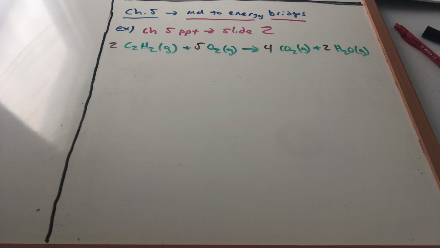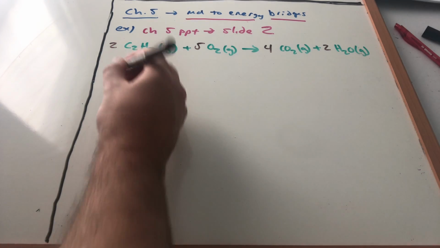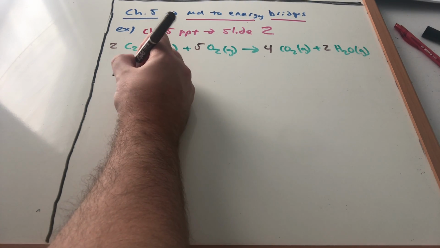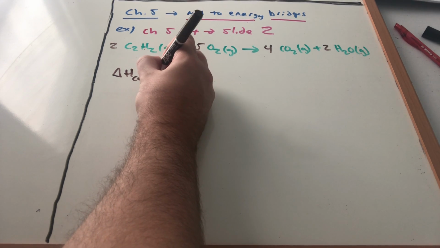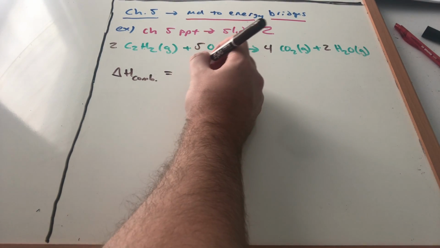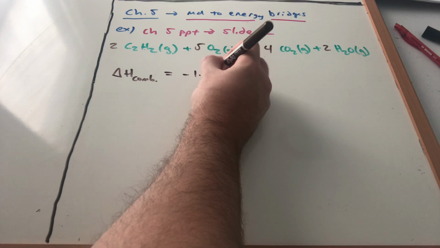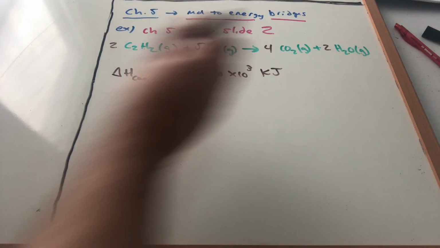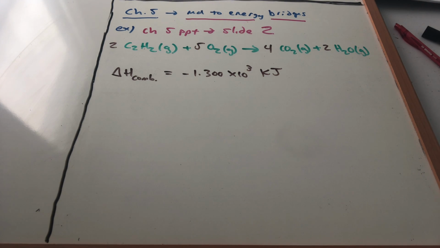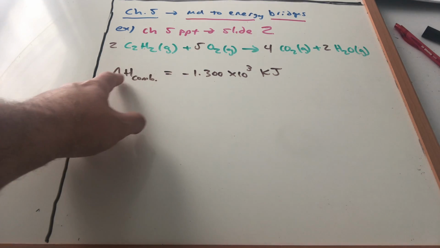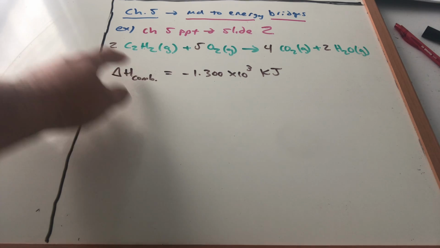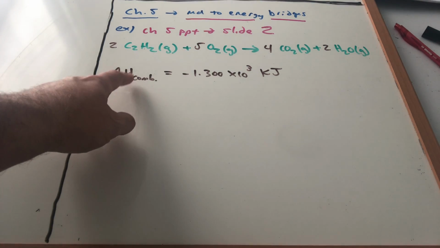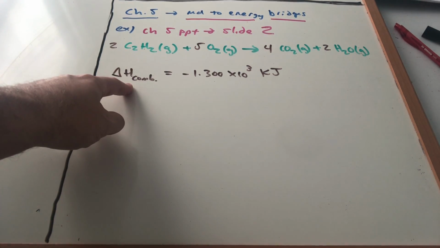Okay. Now let's analyze the rest of the problem. And there's one little really important catch here. So the information that you're given is delta H for the combustion of acetylene, and you're given it as minus 1.300 times 10 to the third kilojoules. So a couple things before we start here in terms of our analysis, right? This is for the delta H of combustion, so it's for this reaction, but it's the combustion of acetylene.